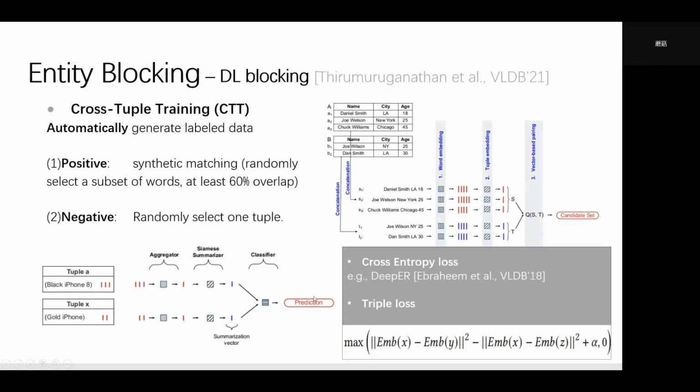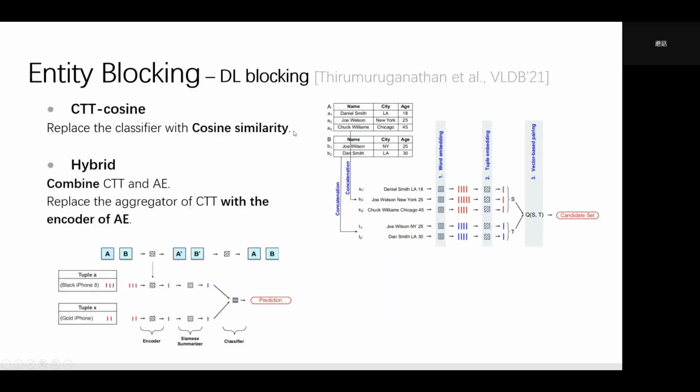The final model is the hybrid model, which combines CTT and the autoencoder. First, we train the autoencoder, and we replace the aggregator of CTT with the encoder of the AE. There are also some papers that, instead of using the original autoencoder, use a variational autoencoder to improve generalization. For two sentences that are semantically equivalent, we use a variational encoder to generate the dense representation Z, which is the embedding of the tuples.